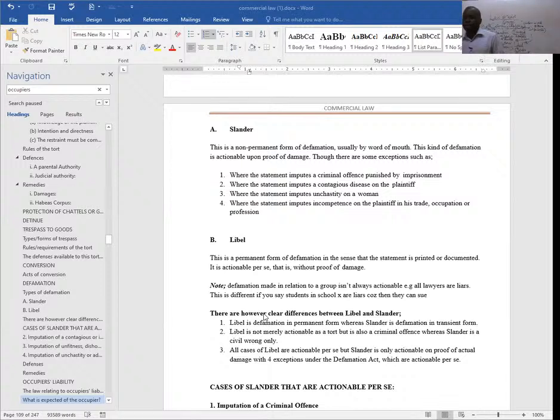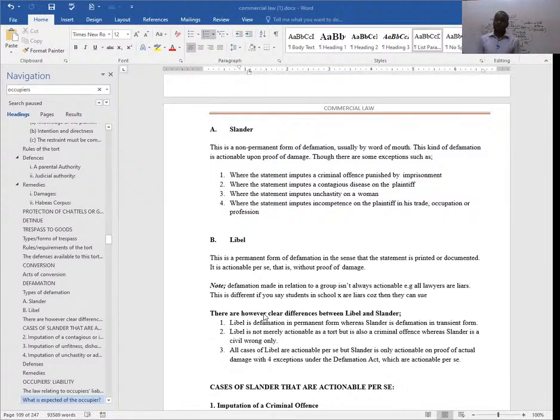So just remember there are 2 types, and be able to differentiate between the 2 types of defamation. We can have libel or we can have slander. Libel is in a permanent form, while slander is in a non-permanent form.